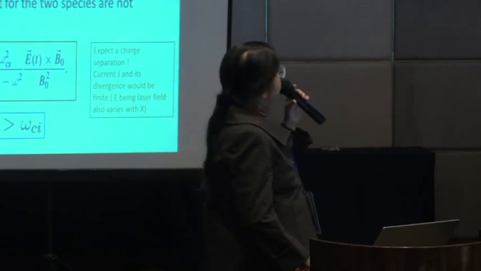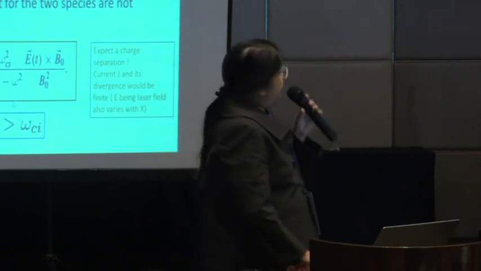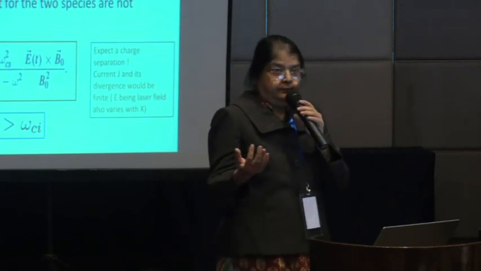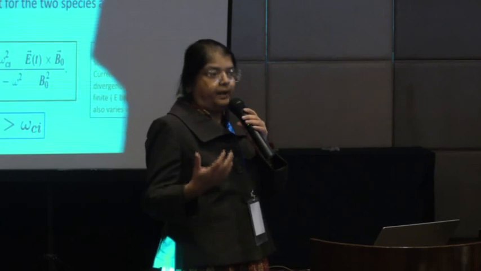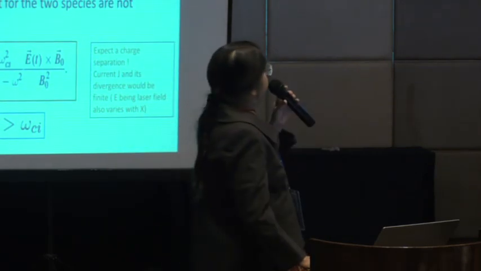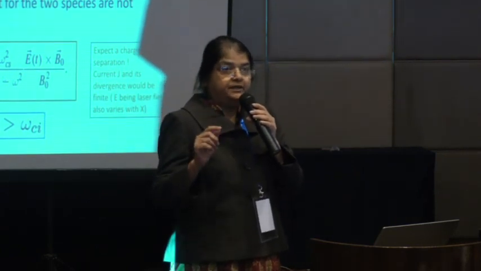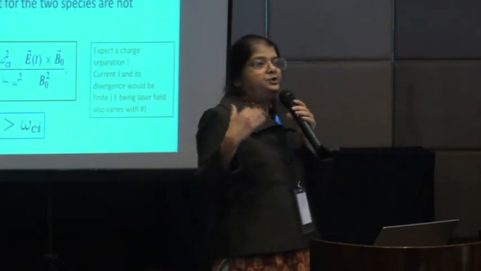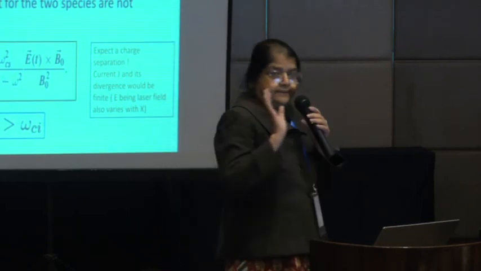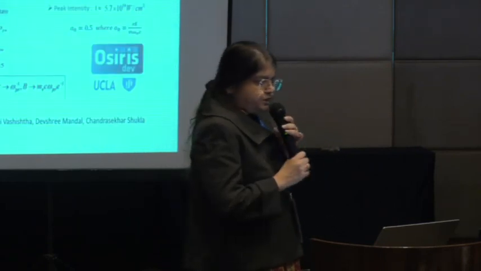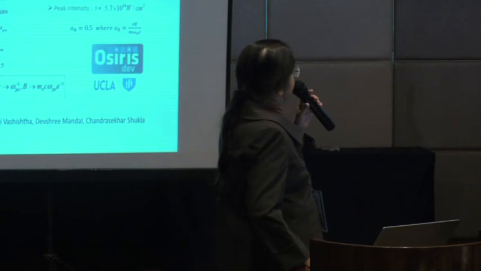If B0 is 0, obviously there is no E cross B. If B0 is very high, so that even electrons and ions are also magnetized, then the E cross B drift for both the species will be the same, so the current will be 0 in both the limits. The current due to E cross B drift in both the limits would be 0 in that case. So let's remember that. So my students performed PIC simulations using OSIRIS, and these were the set of parameters.